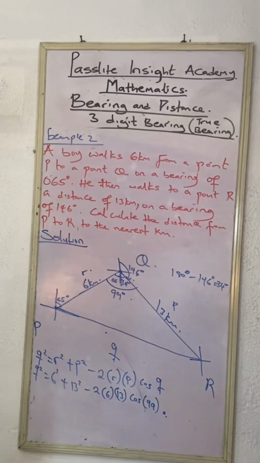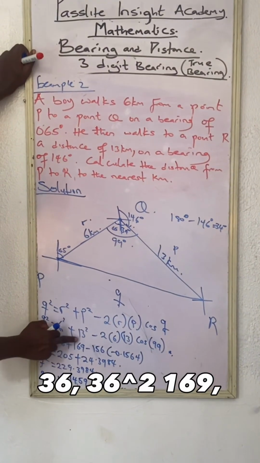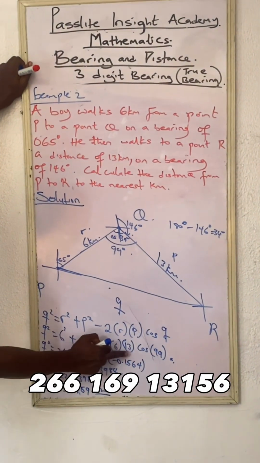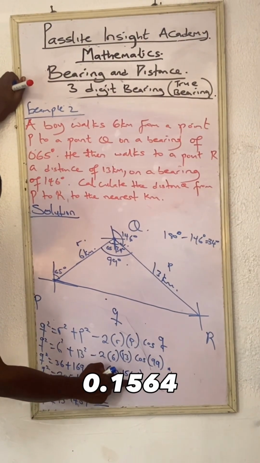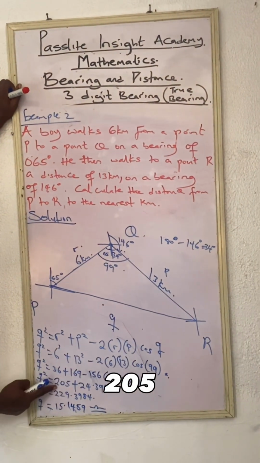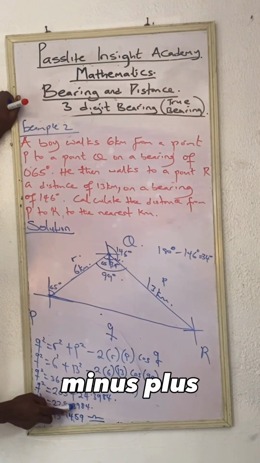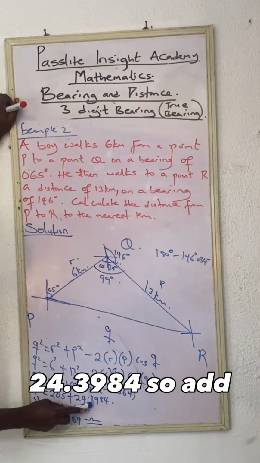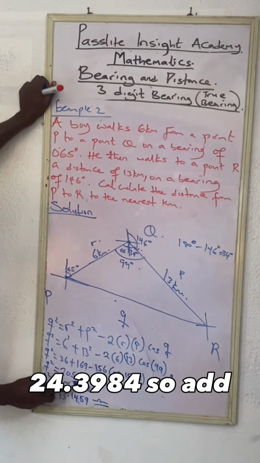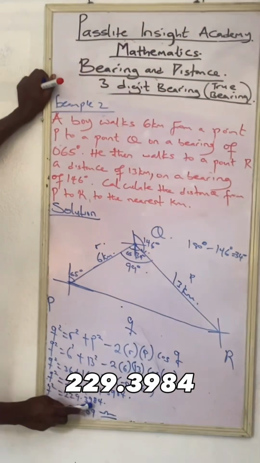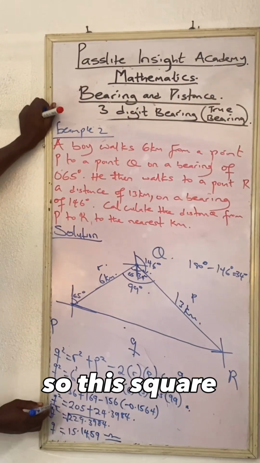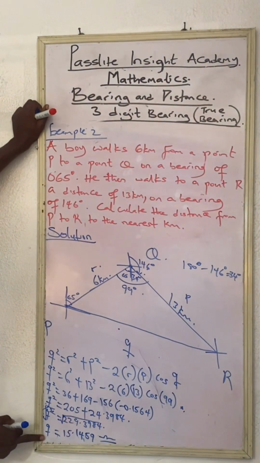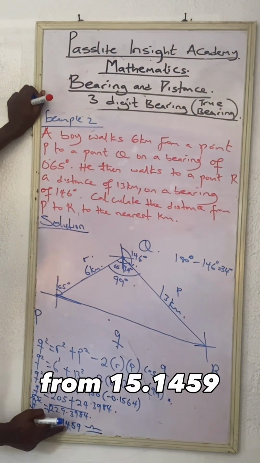99 degrees. See, 6 squared is 36, 13 squared is 169, and 2 times 6 times 13 is 156. Cos 99 is minus 0.1564. So 36 plus 169 is 205. Minus times minus is plus, so this times this gives 24.3984. Add them together and you have 229.3984. Now let's square root both sides. The square root cancels the square, so it remains Q. The square root of this is 15.1459.